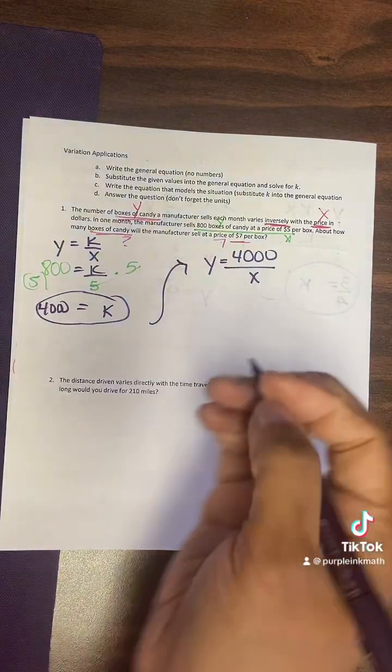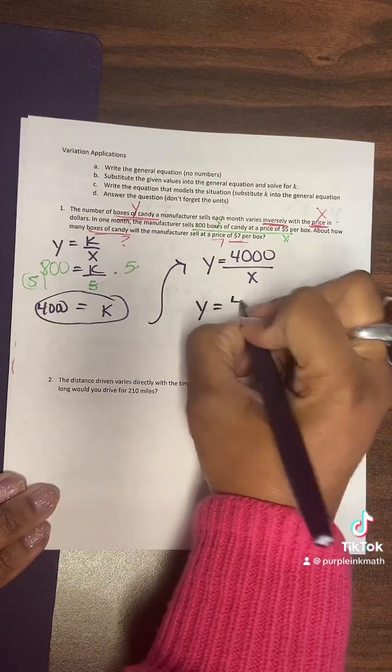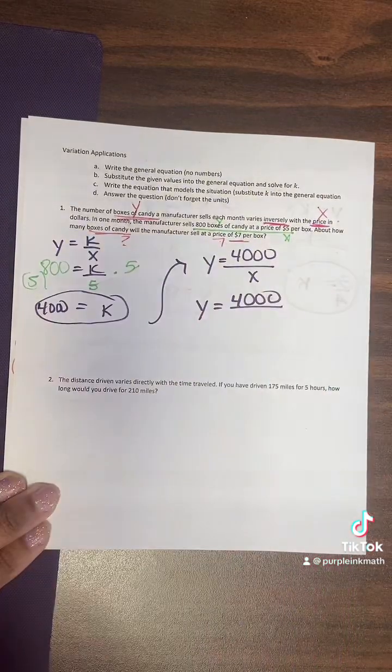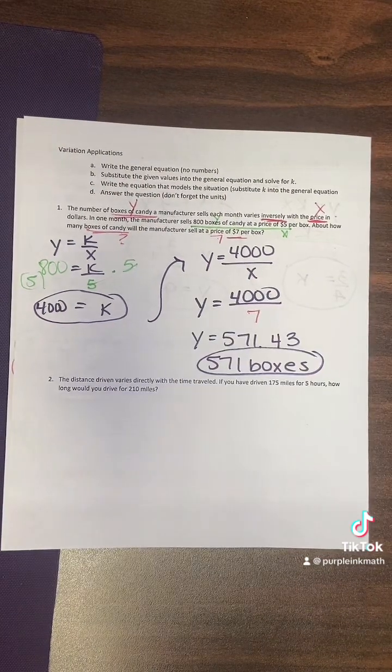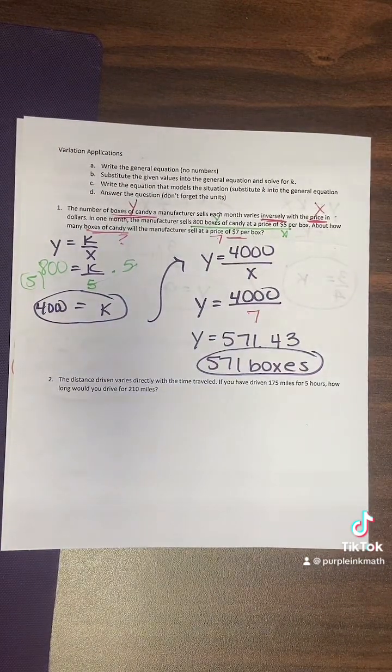Okay, no problem. So I'm looking for y, and they told me x was 7. So now all I have to do is divide 4,000 by 7. Okay, so 4,000 divided by 7 gives me a decimal. However, I am going to round. So it's about 571 boxes.